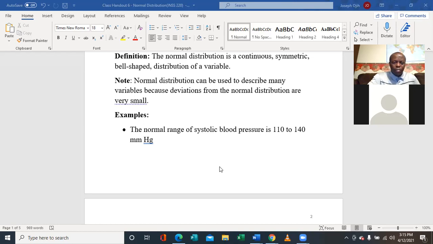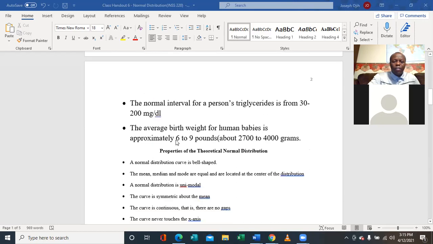Now the next one. The normal interval for a person's triglycerides is from 30 to 200 milligrams per deciliter. Anything above that is not normal. When it's above that, it becomes high cholesterol. If it's below 30, that's low cholesterol. But the normal range is that. So anything above or below is not good and can affect you.